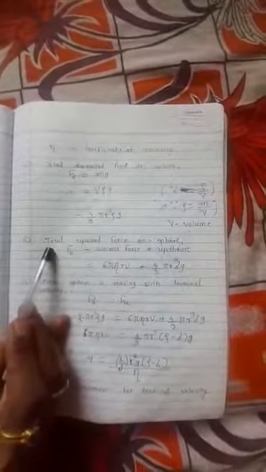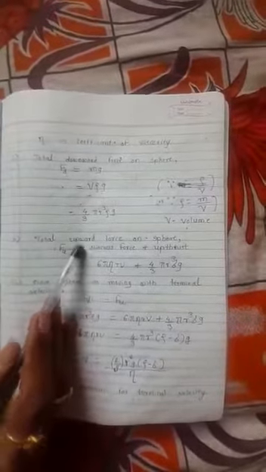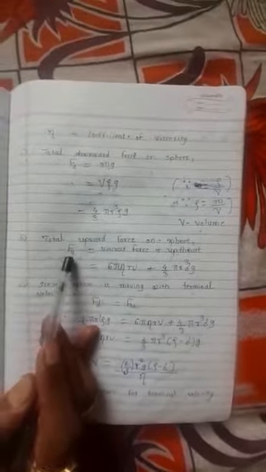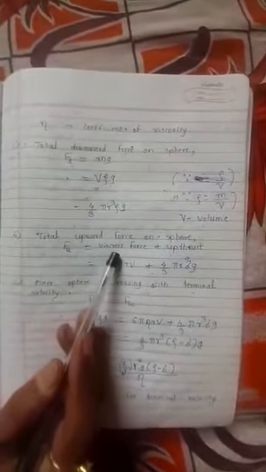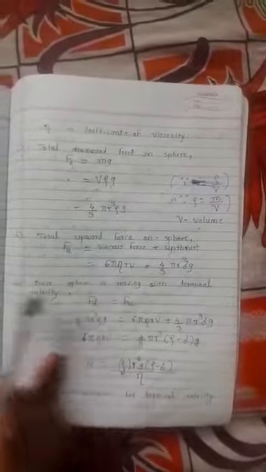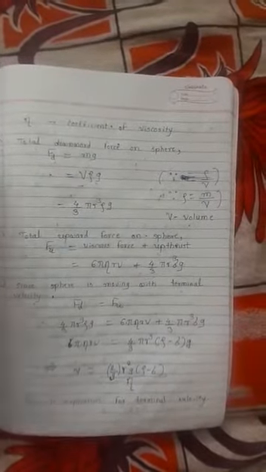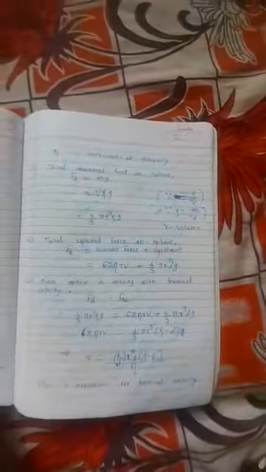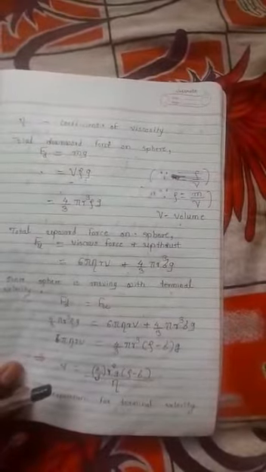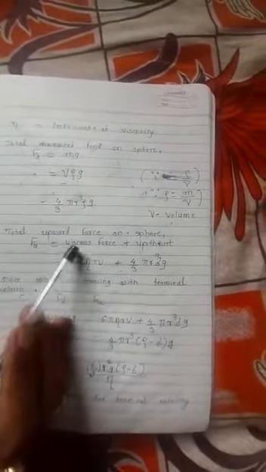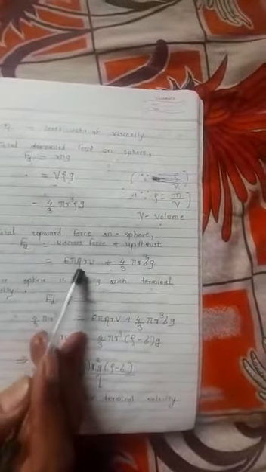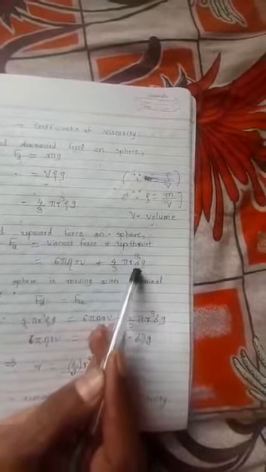Now the second force acting on the object is the total upward force. It is given by F suffix small u, which is equal to viscous force plus upthrust. Now what is the viscous force? According to Stokes' law, the viscous force is given by 6 pi eta rv and the upthrust force is given by 4 upon 3 pi r cube sigma into g. So we have the upward force Fu is equal to 6 pi eta rv plus 4 upon 3 pi r cube sigma into g.